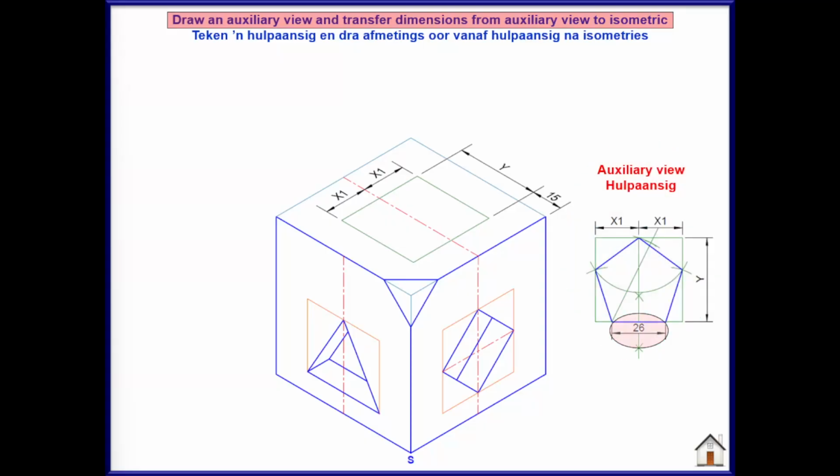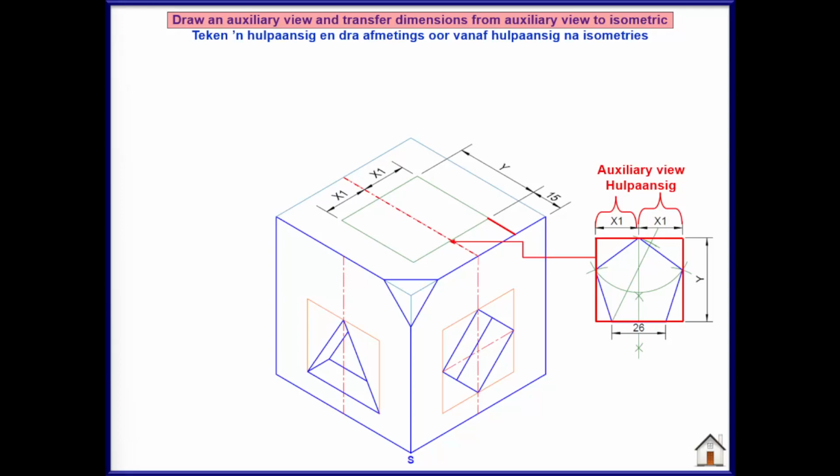We know that our side length is 26 millimeters. We will then construct a rectangle around the pentagon. We must then transfer these dimensions to our isometric drawing. Use your 30-degree set square and draw your center line. First, we need to determine the distance that the bottom part of the pentagon will be away from the edge of the cube, which will be 15 millimeters.